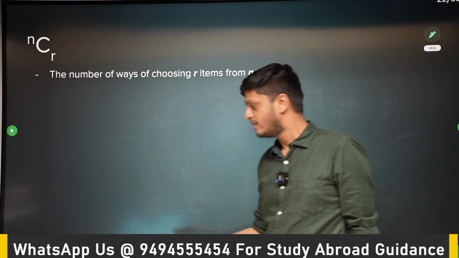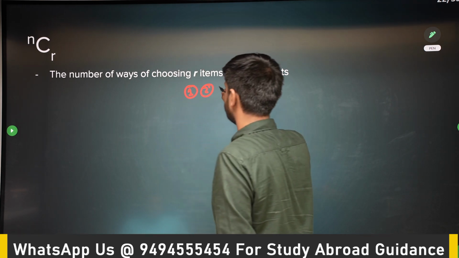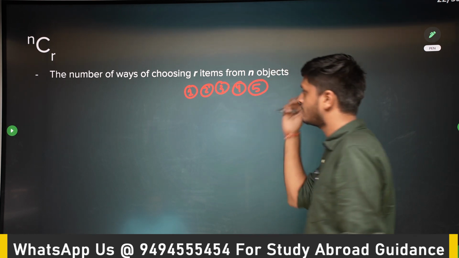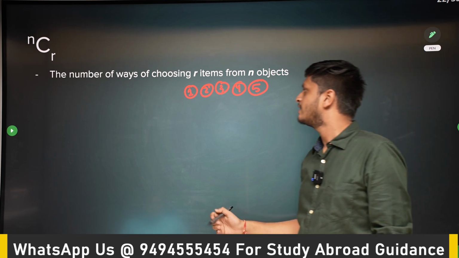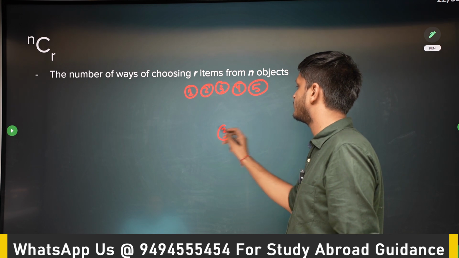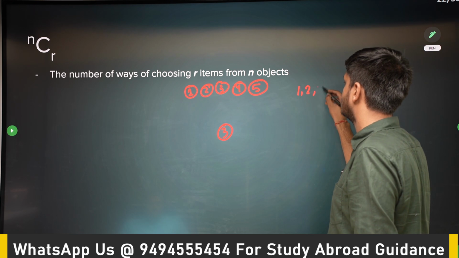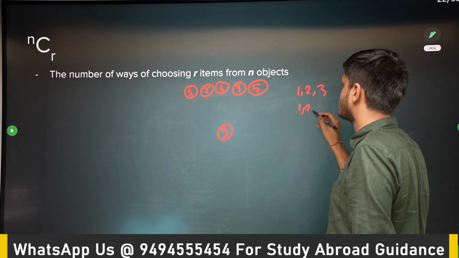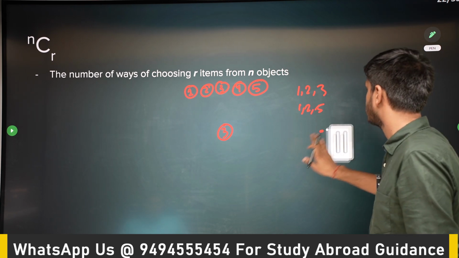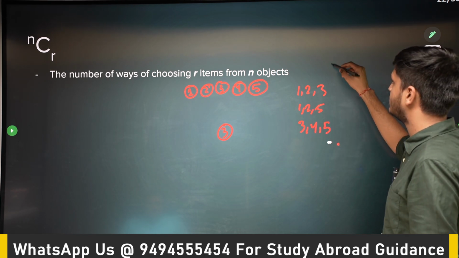How will we do it? Again, let's say we have 5 objects, and I have to choose any 3 of them. Basically I can choose 1, 2, 3. I can choose 1, 2, 5. This is a different selection of people. I can choose 3, 4, 5. This is a different selection. But 1, 2, 3 and 1, 3, 2 are the same.